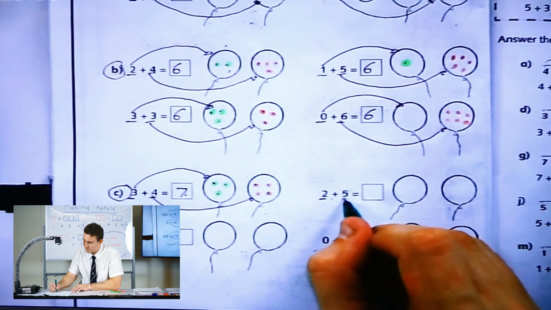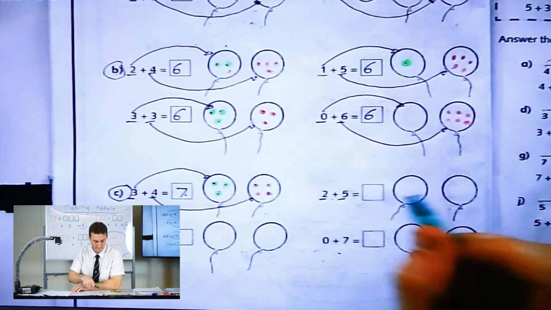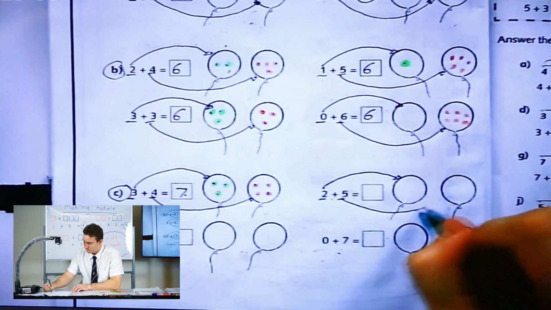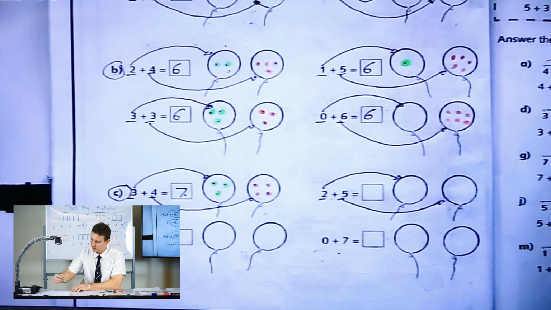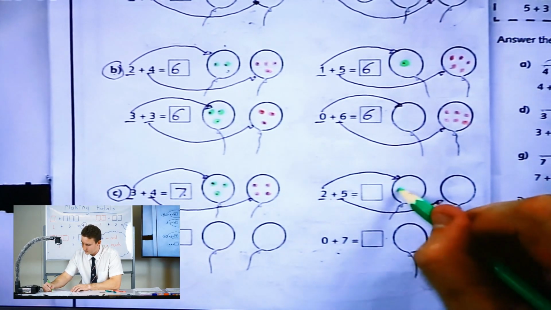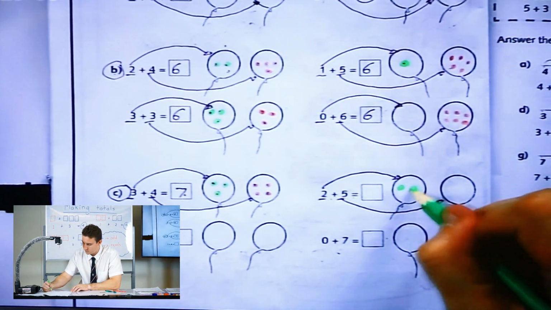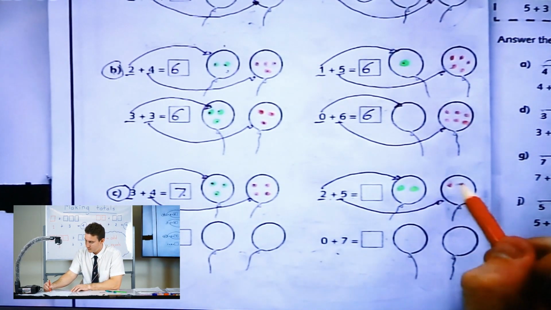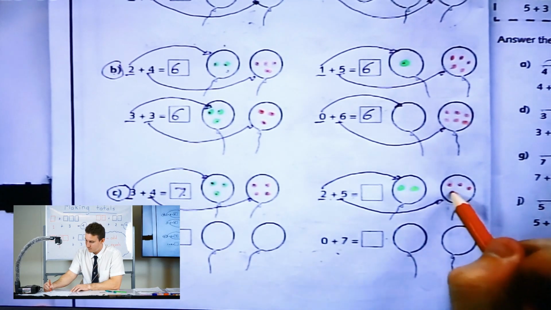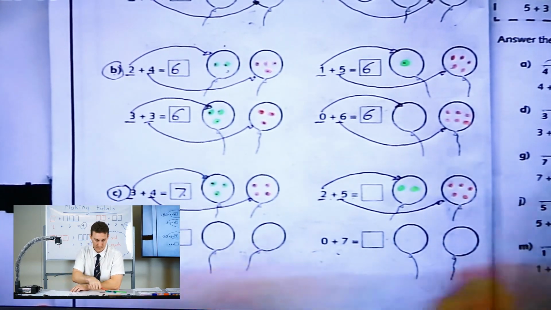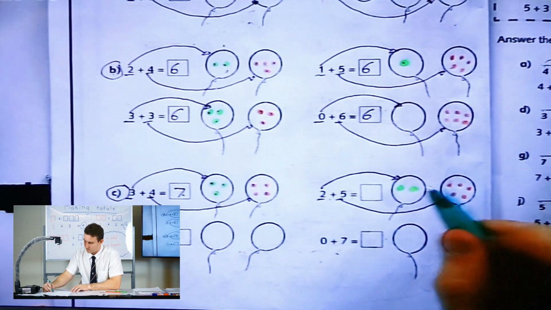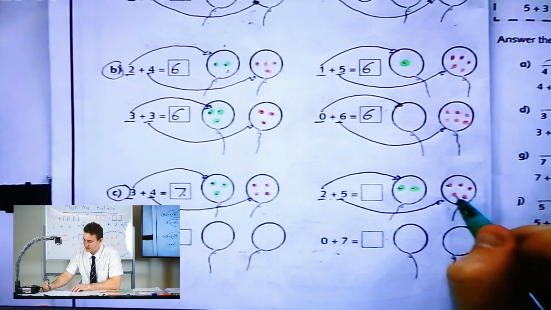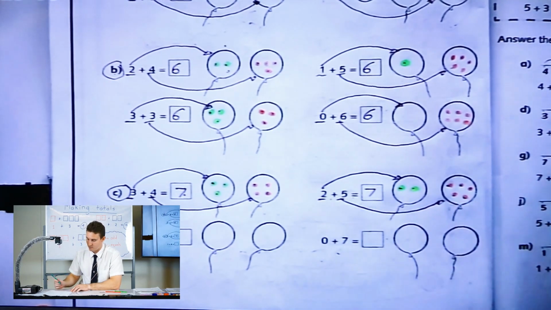2 plus 5 equals, so we're going to put in 2 into the first balloon, 5 into the last balloon. First one's 2 big ones. 1, 2, and 5 small ones. 1, 2, 3, 4, 5. Excellent. Now let's count. 1, 2, 3, 4, 5, 6, 7. Well done.